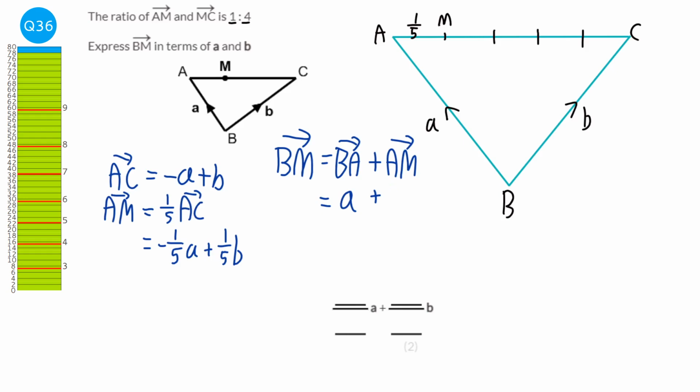And it should be minus, let's get rid of that, because we know it's going to be minus 1/5 A plus 1/5 B. And so A minus 1/5 A is going to be 4/5 A. And then we've got the 1/5 B. So it's going to be 4/5 A plus 1/5 B.